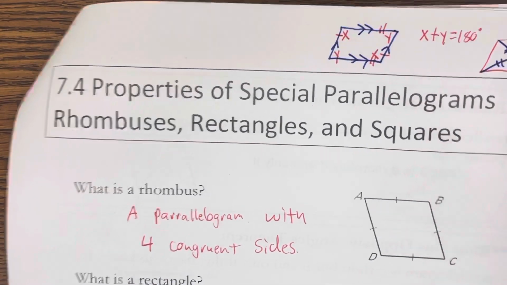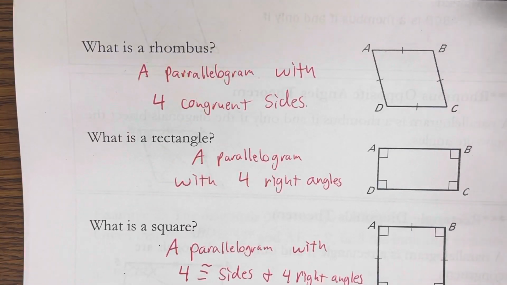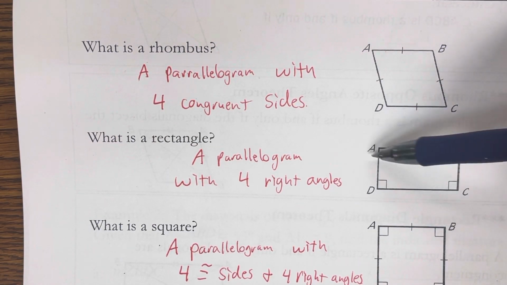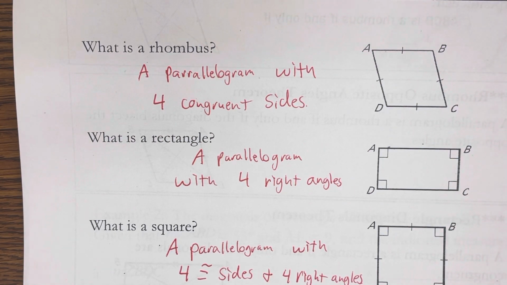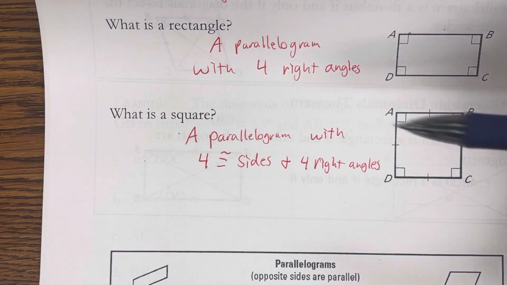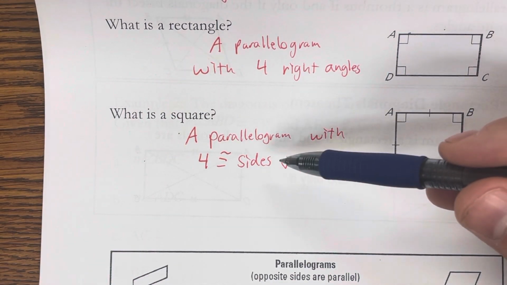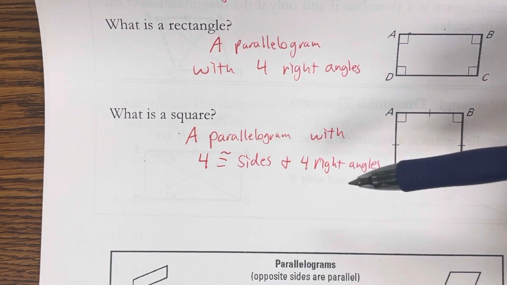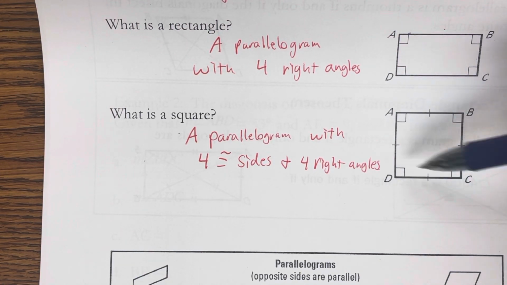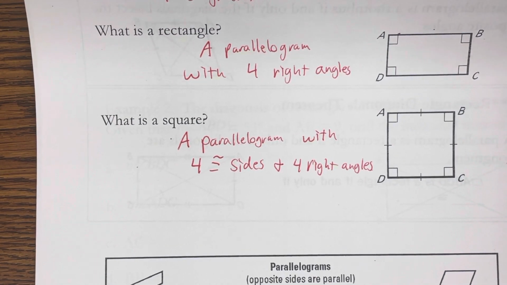A rectangle, you've probably seen this one before. A rectangle is a parallelogram that has four right angles. So these opposite sides are also going to be congruent, just like we've always seen with rectangles. And finally, the square. That's the most special one. A square is a parallelogram with four congruent sides and four right angles. So all four sides are the same length and all four angles are 90 degrees.